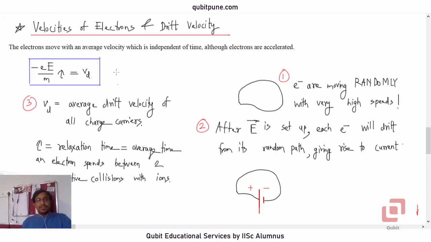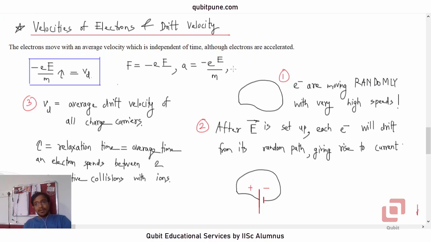First of all, let us observe the force on the electron. The force on the electron will be the electric force, the Coulomb force. It will be negative eE bar. So what will be the acceleration? The acceleration will be negative eE divided by m, because force is mass into acceleration, Newton's second law of motion.